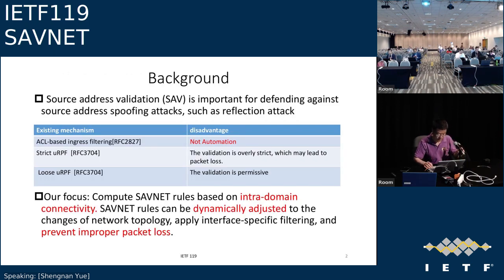Source address validation is important for defending against source address spoofing attacks, such as reflection attack. However, existing mechanisms have their own limitations. ACL-based ingress filtering has no automation, and strict URPF is overly strict, which may lead to packet loss. And the validation under loose URPF is permissive.